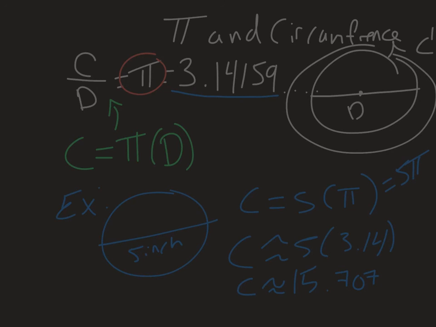So if you're just asked to find the circumference of a circle, it's okay if you use this expression. That would be my preference. It's exact, it's better. However, if you need to create an estimate for something, the 15.707 would be okay.